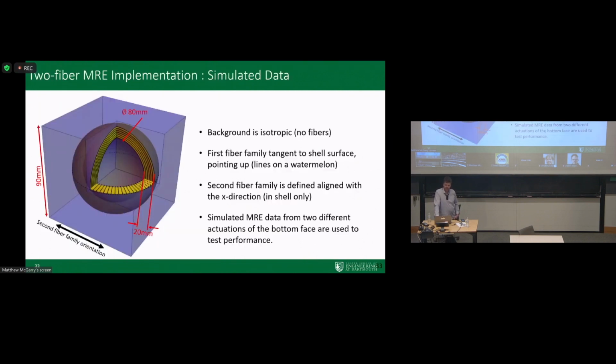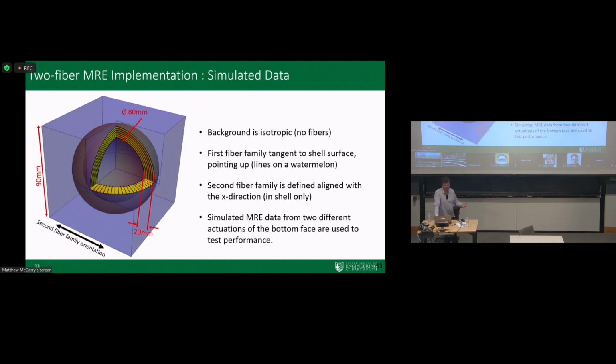We used a similar shell phantom to the single fiber one, but in this case we had 2 fibers. So we have fibers going tangent to the shell surface pointing up like the watermelon, and then another set of fibers going straight in the x-axis. So this gives us every single possible interaction, every single possible intersection angle of fibers in a single simulation.